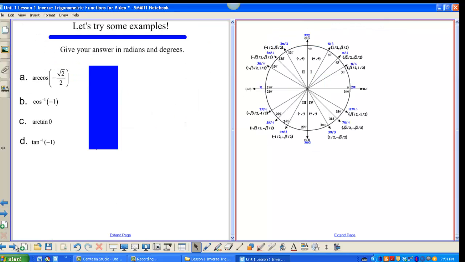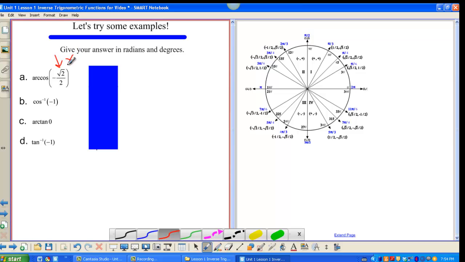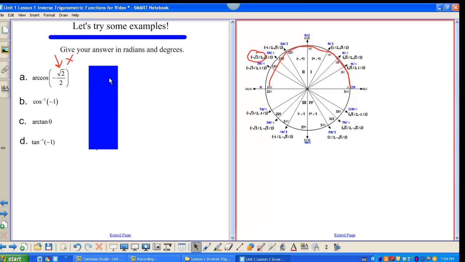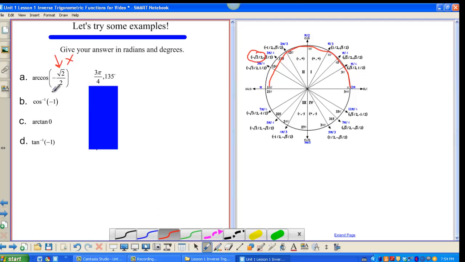So let's try a few examples. If I wanted to find the arc cosine of negative root 2 over 2, here's my thought process. First of all, this is an arc cosine. So that means this right here is an x value, and I want to output an angle. So arc cosine is defined in the first and the second quadrants, and I have to find an x value that is negative root 2 over 2. That occurs at 135 degrees or at 3 pi over 4.